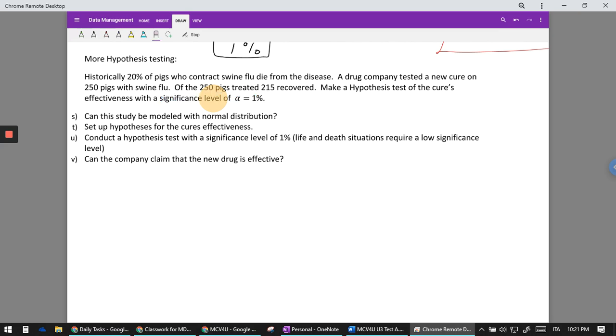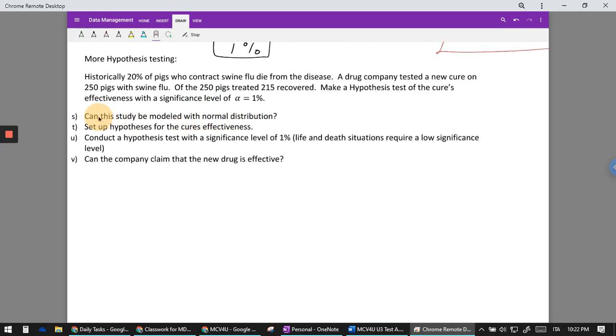All right. So we're looking at all of that stuff. Essentially, can this study be modeled with a normal distribution? We've got to set up a hypothesis test. We've got to conduct a hypothesis test with a significance level of 1%. And can the company claim that the new drug is effective? So these are various questions that can be answered here.